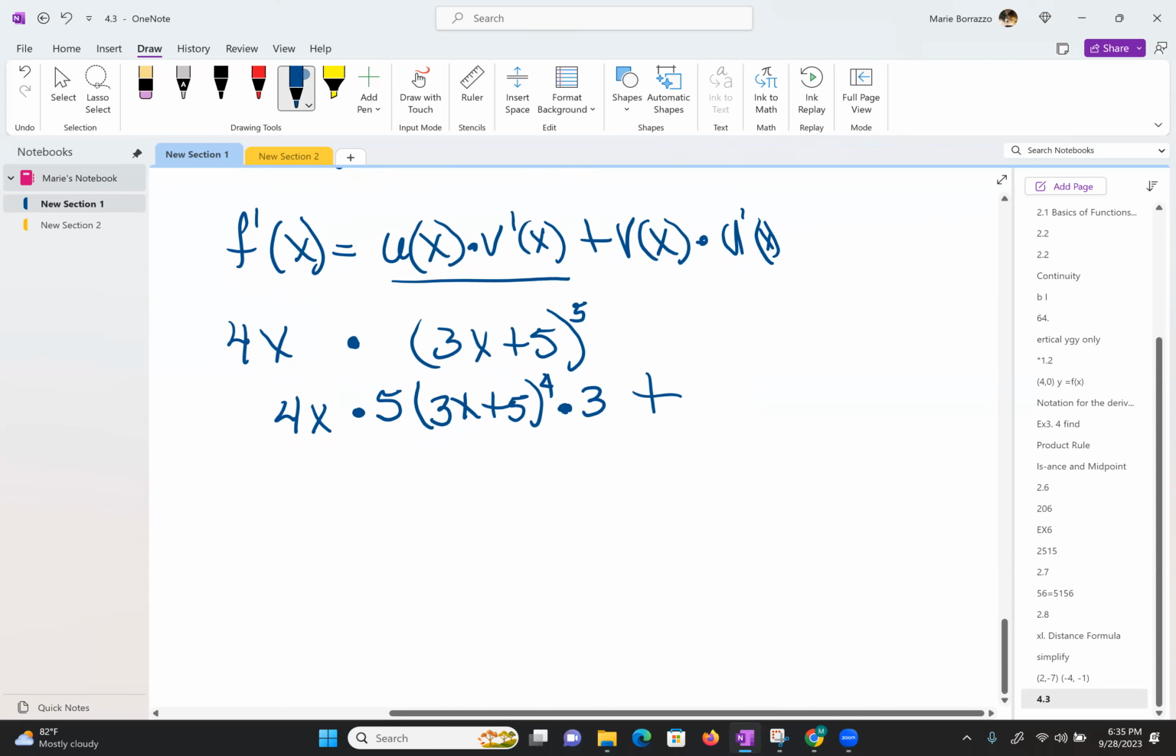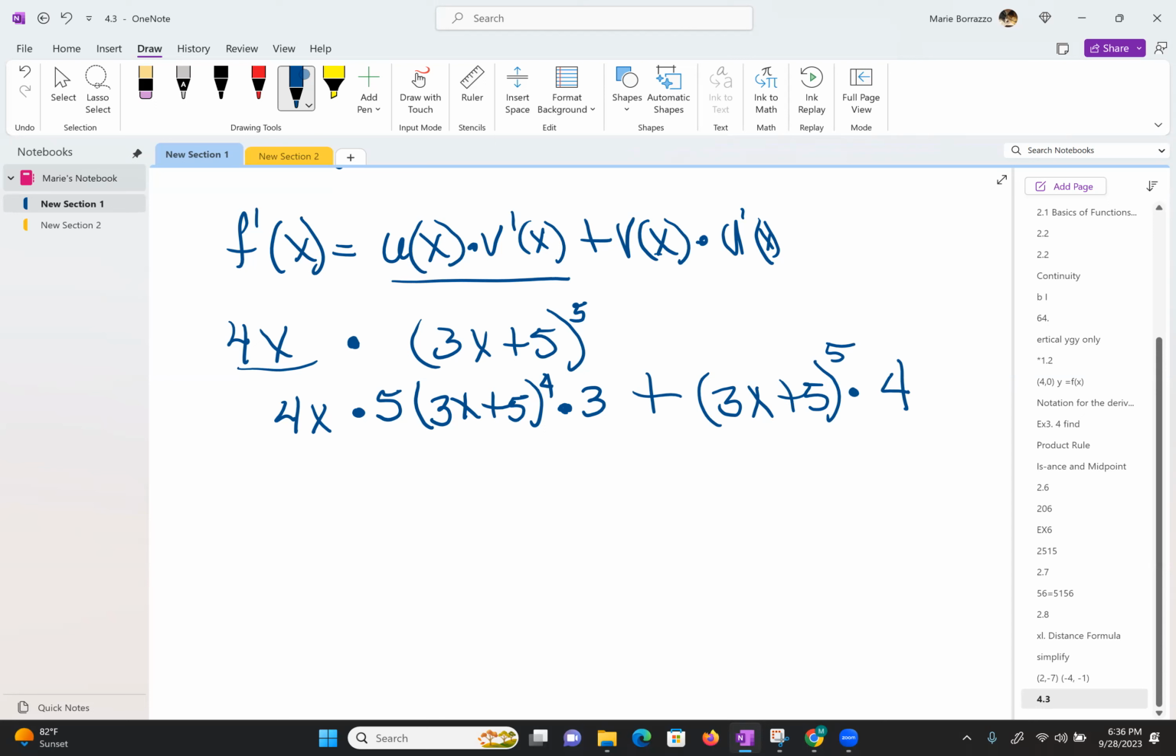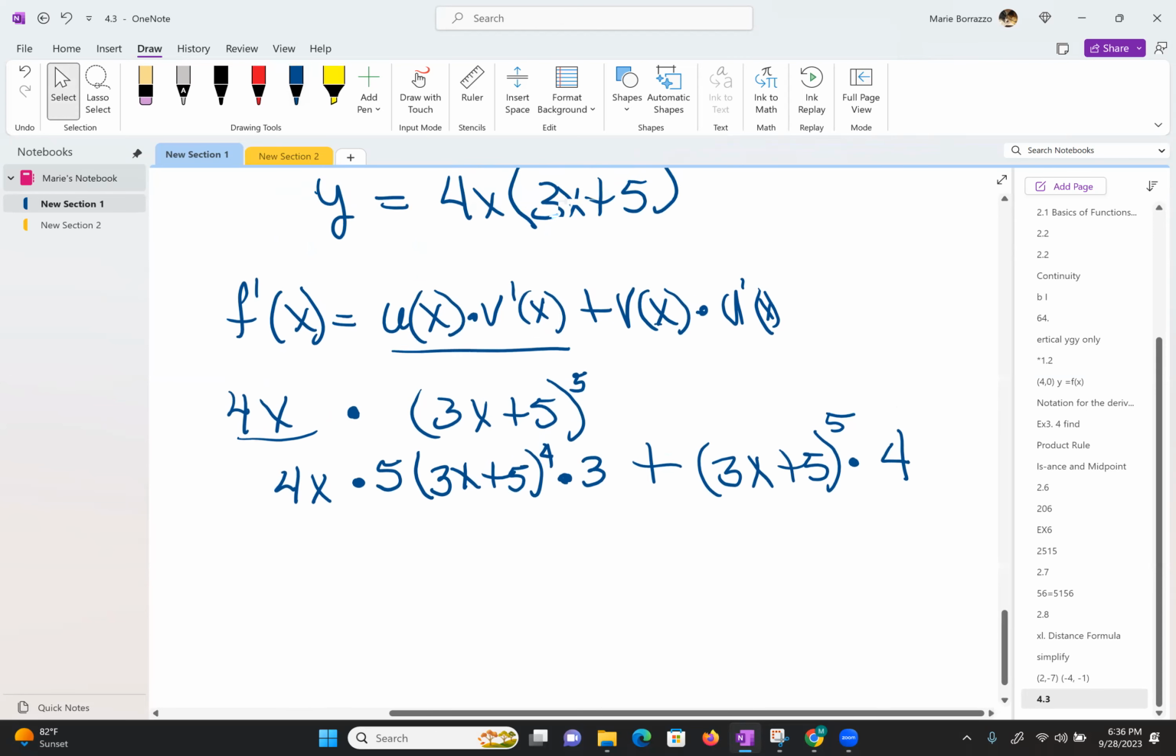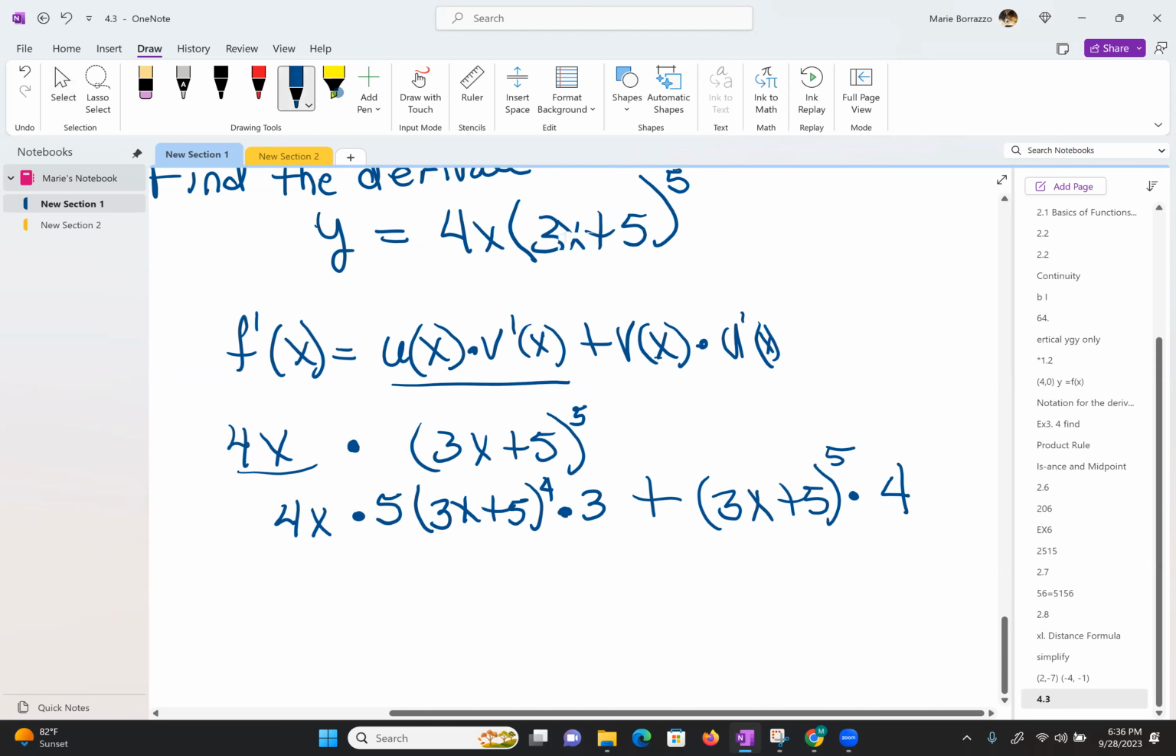Plus, we're going to use that v of x formula, which is 3x plus 5 to the fifth. And we're multiplying that times the derivative of our u of x, which in our case is 4x, so that's just times 4. Does that make sense thus far? No. Okay. Think of this as u of x, and think of this as v of x. In our function, you have to have u of x and its derivative for the product rule, right? And in this case, if this is 4x, its derivative is 4. Would we agree? Yeah. Okay.